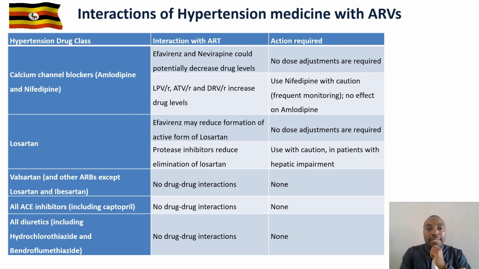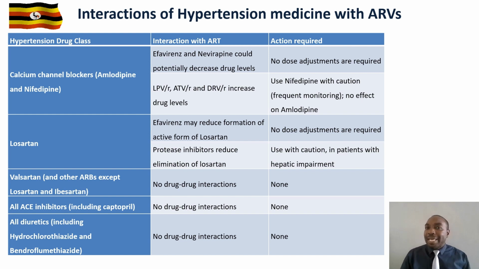Losartan also interacts with efavirenz. Efavirenz may reduce formation of the active form of losartan, hence reducing the efficacy of losartan, but we don't recommend any dose adjustments, though we should be mindful of that interaction. The PIs reduce elimination of losartan. Remember, PIs inhibit or block the cytochrome P450 enzyme system, so drugs are not being cleared, including losartan.